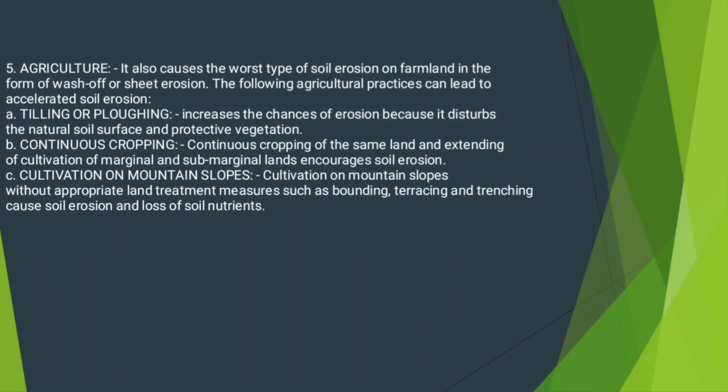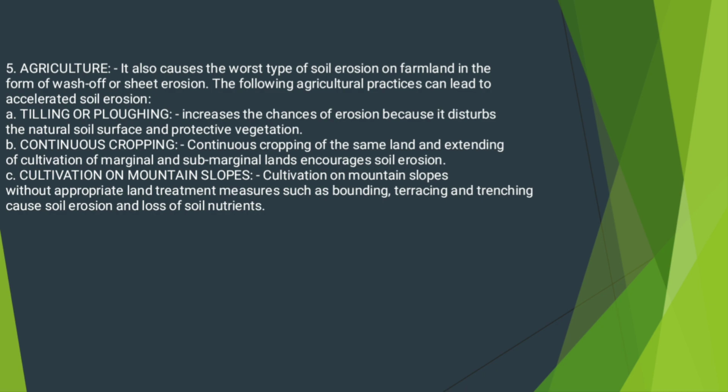Another factor, factor number 5, is agriculture. It also causes the worst type of soil erosion on farmland in the form of wash-off or sheet erosion. We have agricultural practices that can lead to accelerated soil erosion. Number 1 is tilling or plowing. This increases the chances of erosion because it disturbs the natural soil surface and protective vegetation.